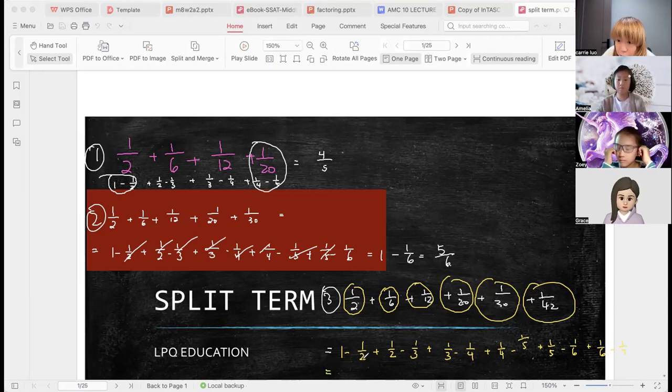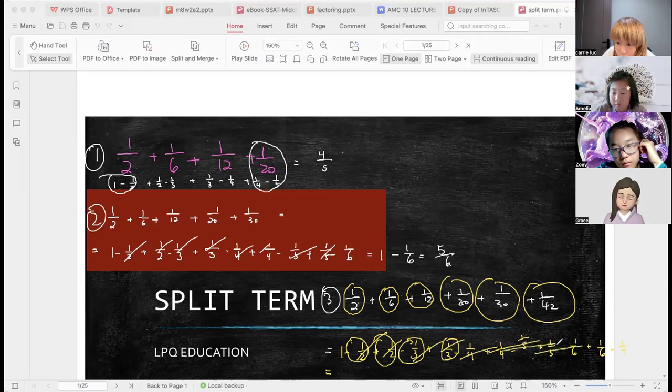If you list all of them, Amelia, -1/2 and +1/2 is gone. -1/3 and +1/3 is gone. So all of them are gone. So what is left is 1, the first term, and the last term, -1/7. So what is the answer? 1 minus 1/7 equals what? 6/7. Very good, Grace.